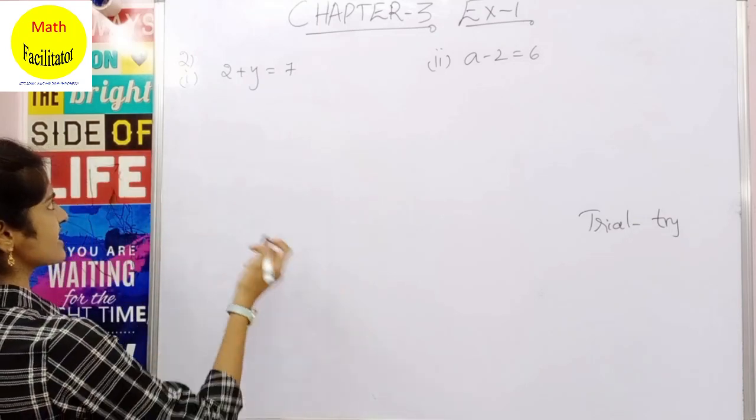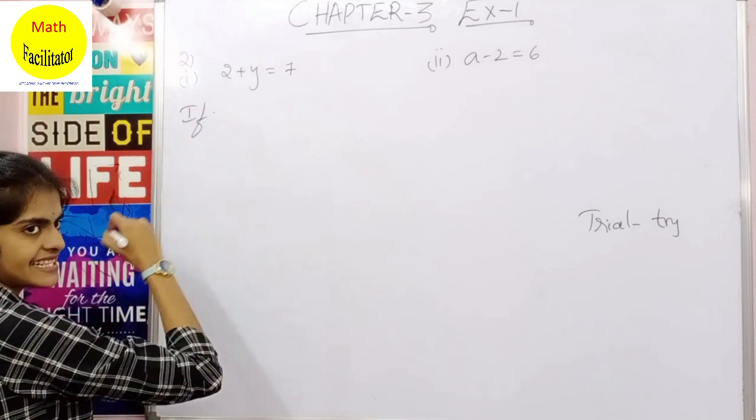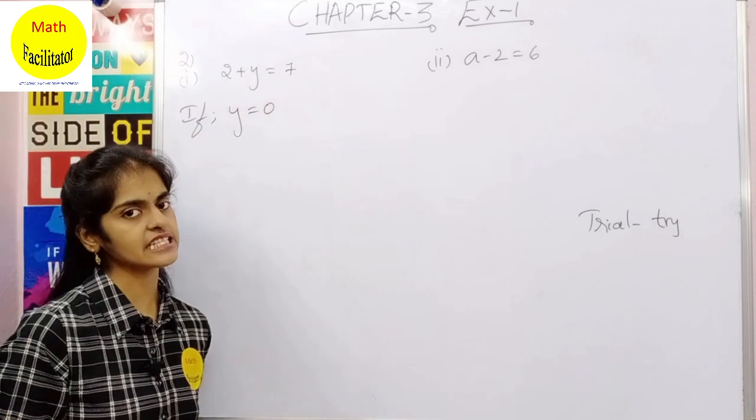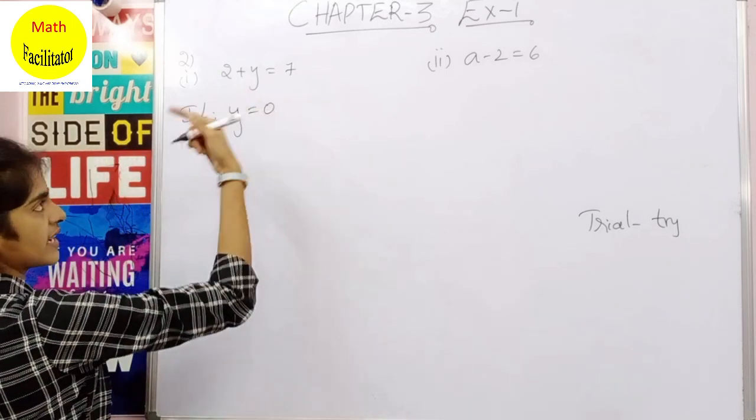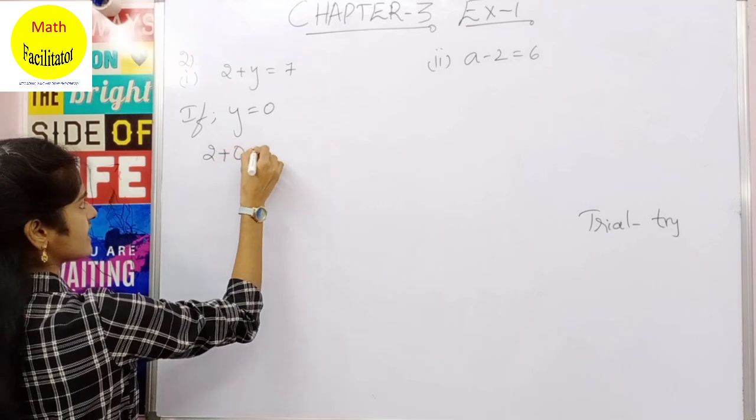Firstly, using the trial and error method, if I take y equal to 0, always we start from 0. If I take y equal to 0, what happens? See, this equation becomes 2 plus 0 equal to 7.